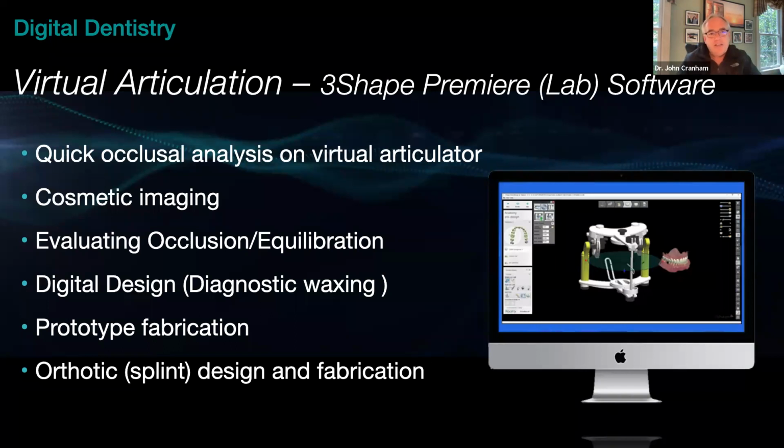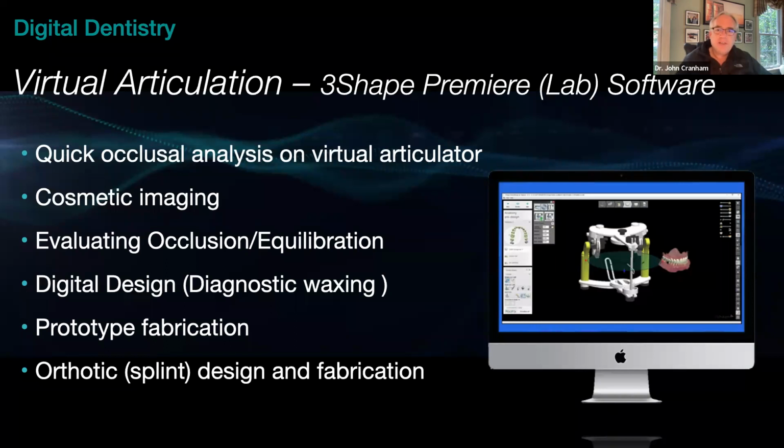It allows us to evaluate the occlusion for potential equilibration. Digital design, sort of diagnostic waxing, whether you do it or you do some of it and get the lab to finish. Prototype provisional fabrication. And then a big thing in our practice now is we're making the best orthotics of my career with the Splint Studio that's in this software.